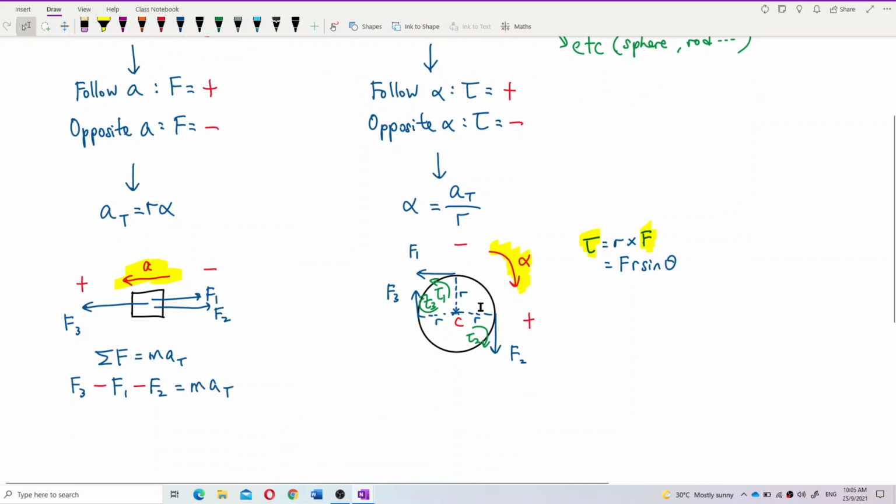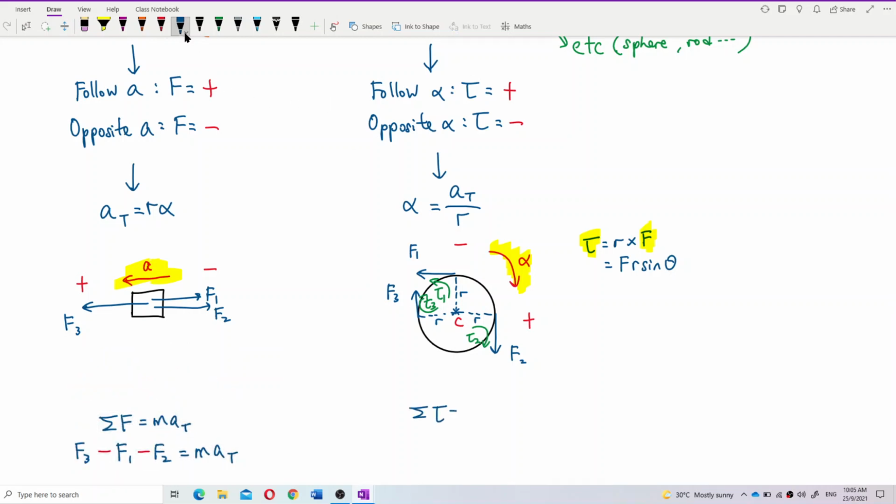How about this one? Let's apply the formula. Write it a little bit down here. We apply the formula total torque equals I alpha. Which torques are in the same direction as the angular acceleration? The angular acceleration is clockwise, so torque 2 and torque 3 are in the same direction. Both are positive: torque 2 plus torque 3. But torque 1 is opposite to alpha, so it is negative.